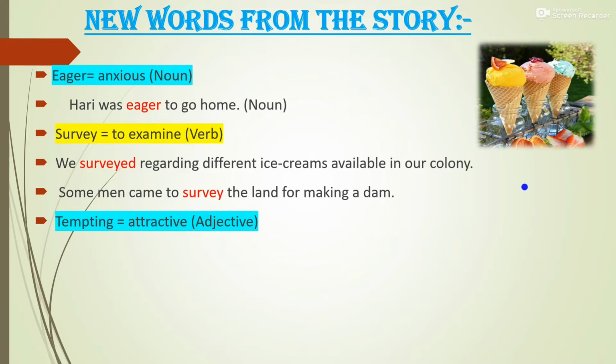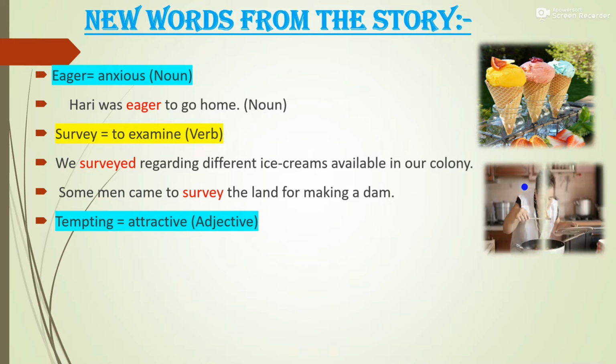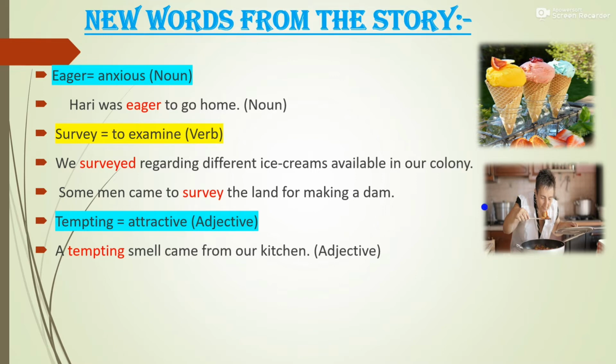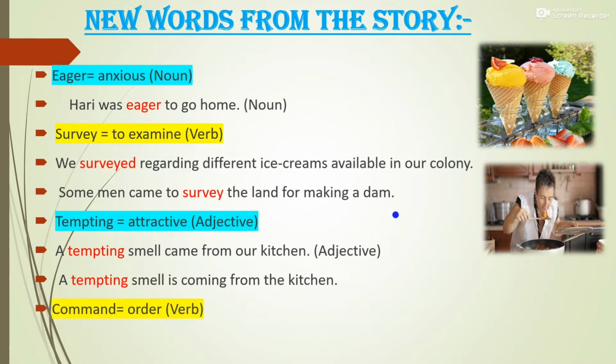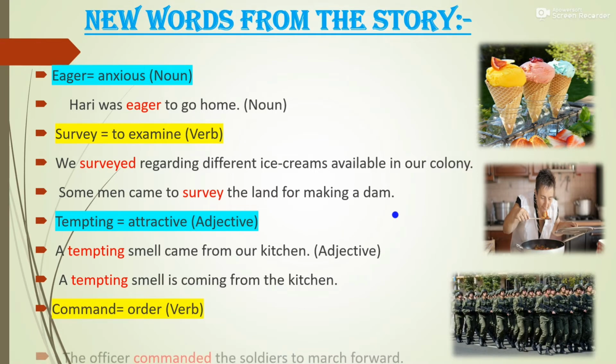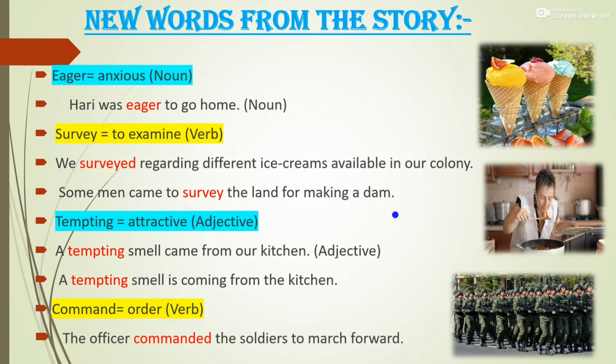Tempting means attractive. It's an adjective. A tempting smell came from our kitchen. A tempting smell is coming from the kitchen. Command means order. The officer commanded the soldiers to march forward.